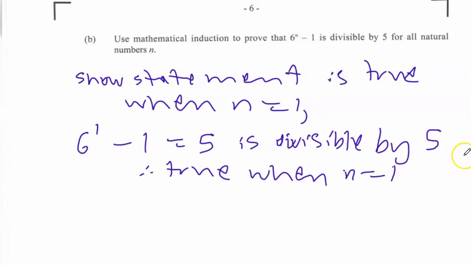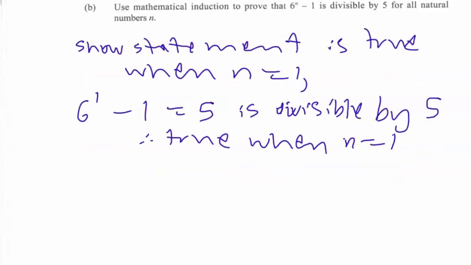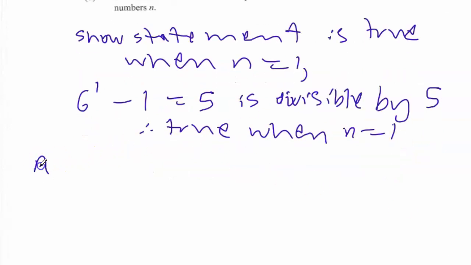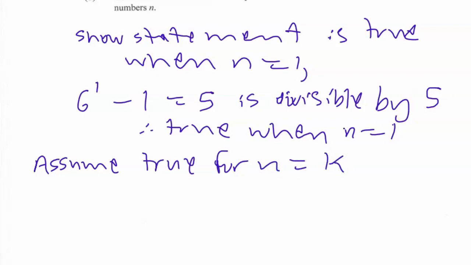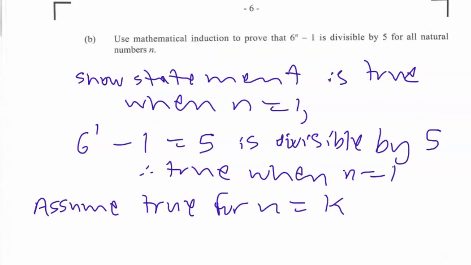Step 2, we need to assume. So let's assume the statement is true for when n is equal to k. So this was the statement 6 to the power of n minus 1. This time we're going to replace n with k. So this means 6 to the power of k minus 1. We want to assume that this is divisible by 5.